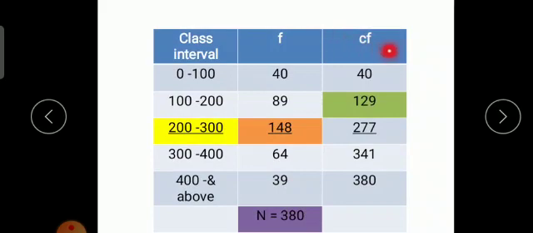Then you need to calculate the CF column, cumulative frequency. I have told you in the previous discrete sums also how to find CF. CF is, you will go on adding the frequencies. First, you write 40 in the CF column, then this 40 you add to 89, the next frequency, and you get 129. This 129 you add to the third frequency 148, you get 277. 277 you add to 64, you get 341. 341 you add to 39, you will get 380.